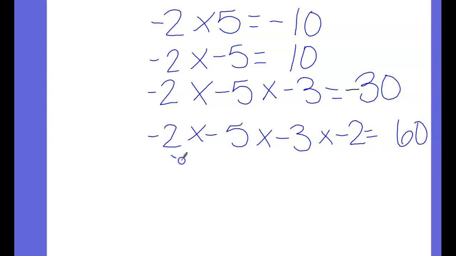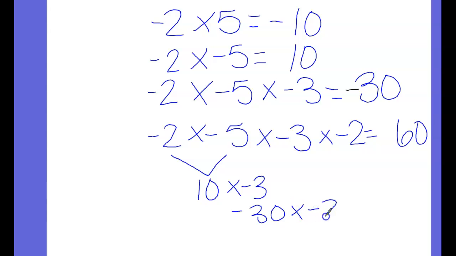Okay, so negative 2 times negative 5 is 10. It's positive. I think that's right. Times negative 3 is negative 30. We already have that. Times negative 2 is going to be positive 60. Negative times a negative, we said a negative times a negative was a positive. So if I have a negative times a negative, my answer is going to be positive.